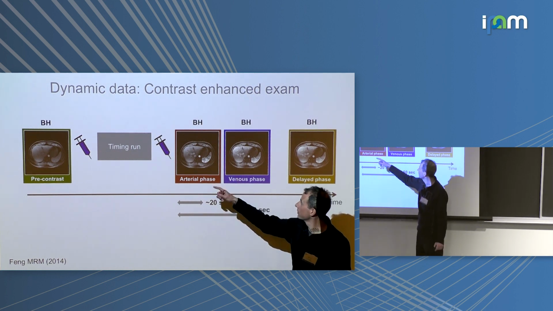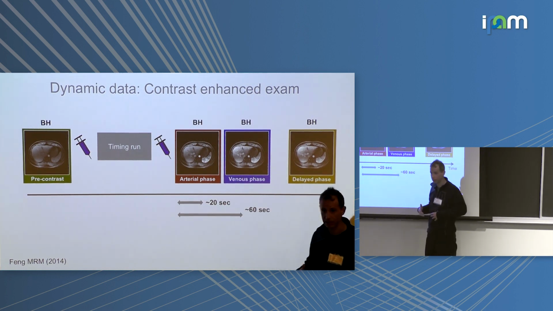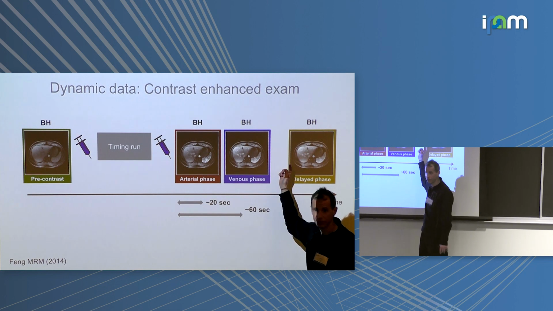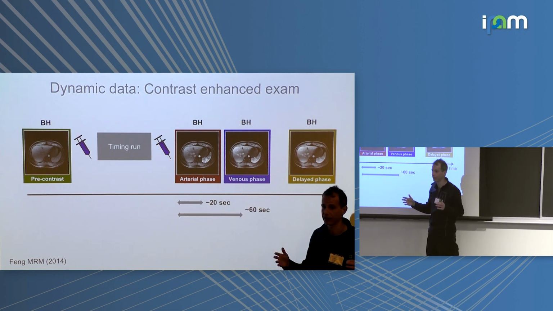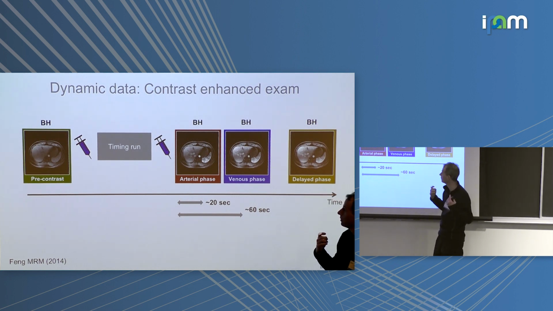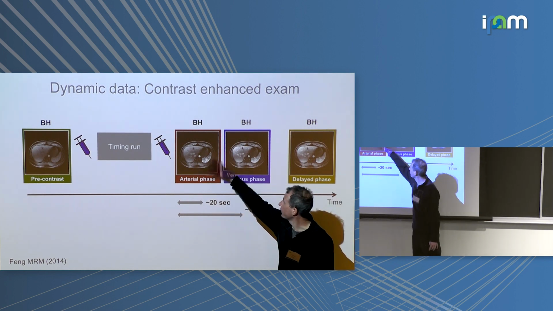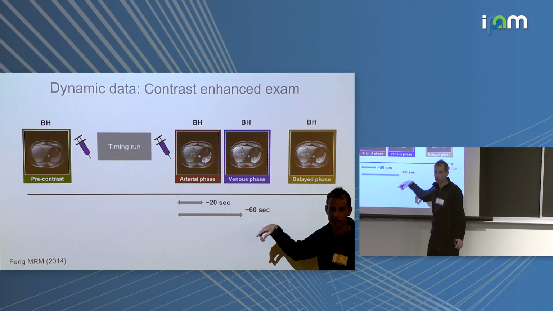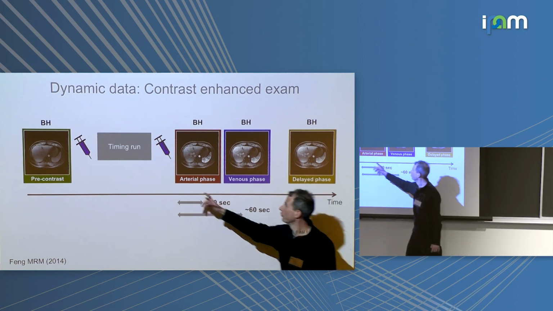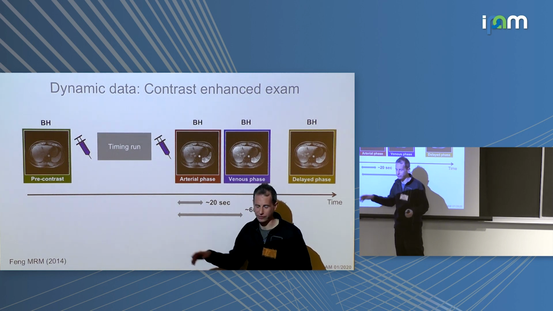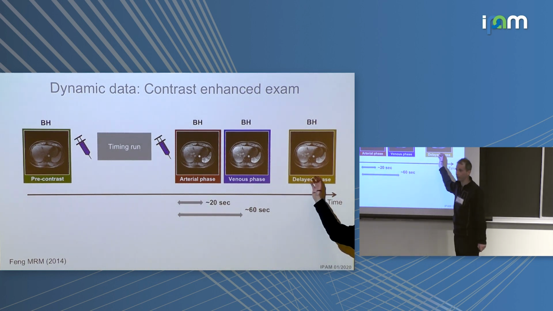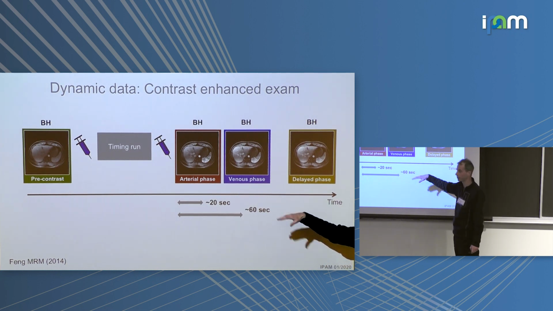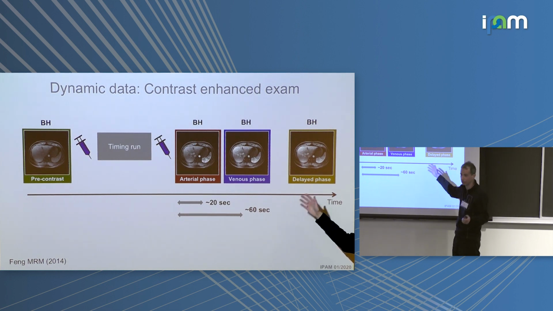In each of these, because this is, in this case, an abdominal exam, the patient needs to hold their breath. If they fail to hold their breath, imagine holding your breath for 30 seconds when you're actually sick. It's actually not so easy. Then one of them is corrupted, and it's not easy to redo this exam because you don't want to inject another round of contrast agent. From a workflow point of view and also from a patient comfort point of view, this is pretty challenging. But it's done clinically all the time.